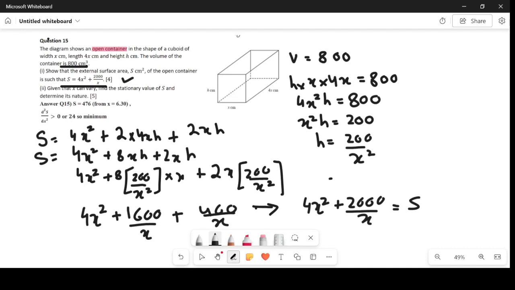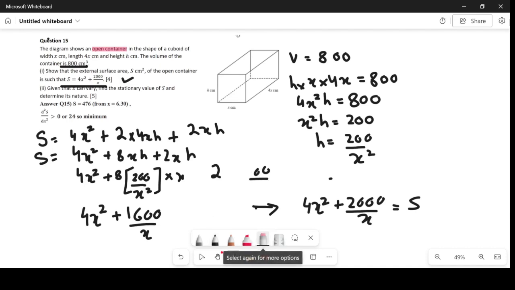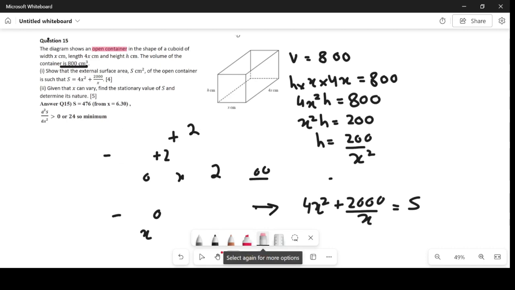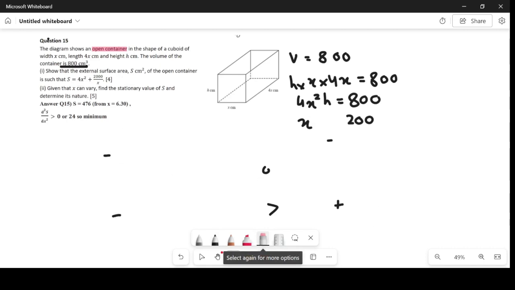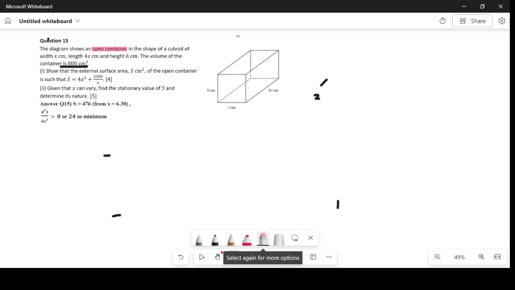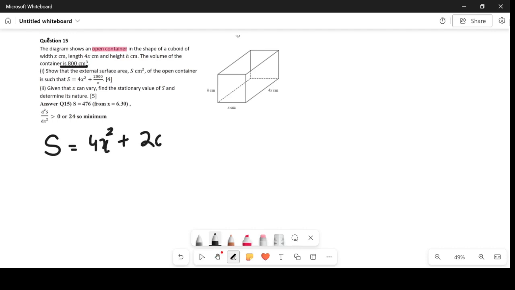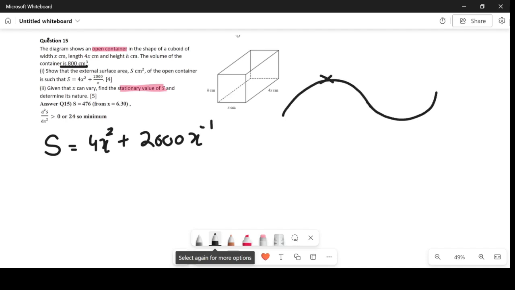Okay. Next it says that given that x can vary, find the stationary value of s. So for the stationary value of s, we already have the equation for s. It is, let me write that again, 4x squared plus, instead of writing 2000 upon x, I'm writing 2000 x power minus 1. It's the same thing. Find the stationary value of x. Stationary value means it's either going to be a maximum value here or maybe a minimum value here.